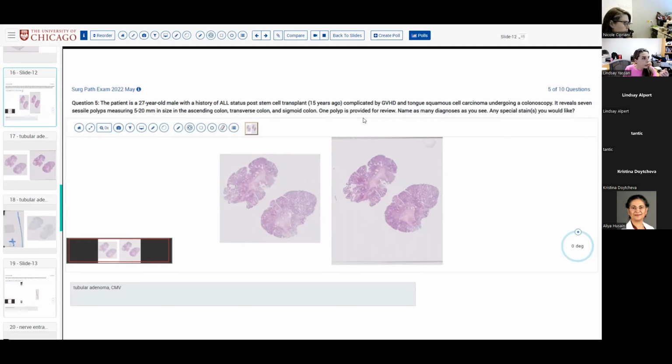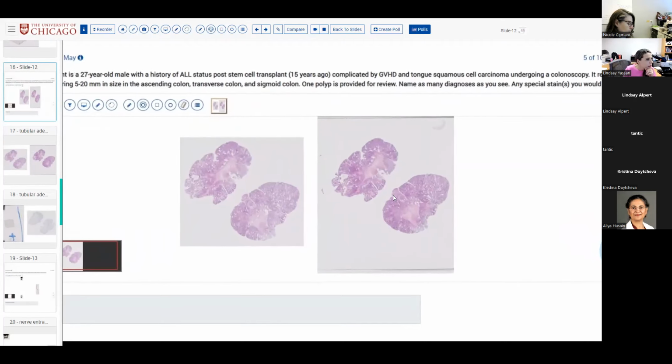Another thing from the clinical history is that he's status post stem cell transplant. So whenever you see this and you have any sort of specimen, you should think, okay, this patient is immunosuppressed. So think of all the possible complications that can go with that. And there were several polyps. So let's look at the histology.